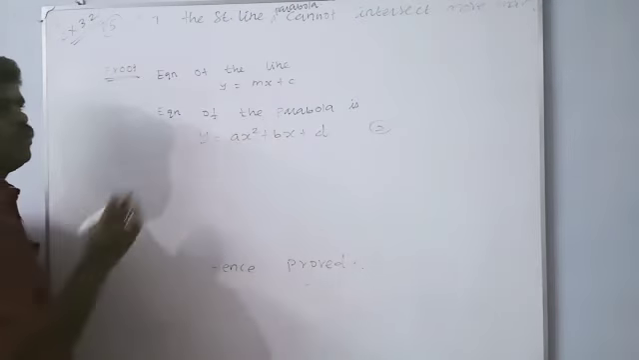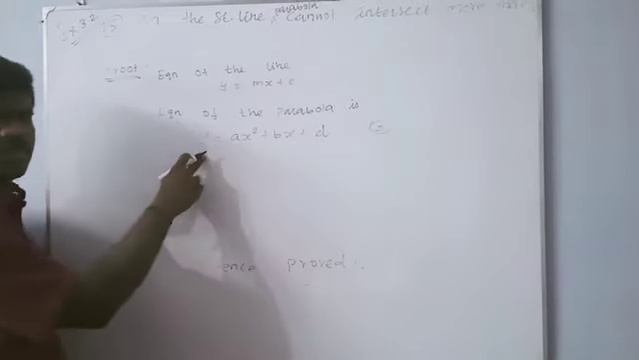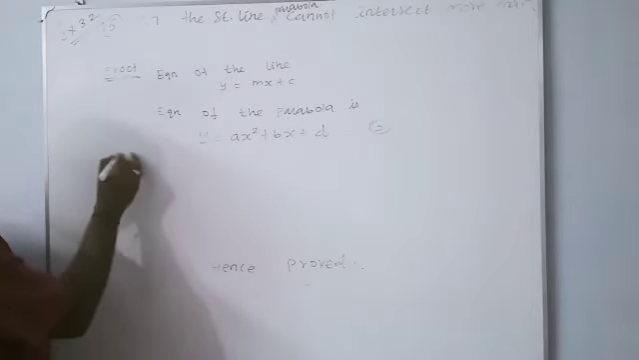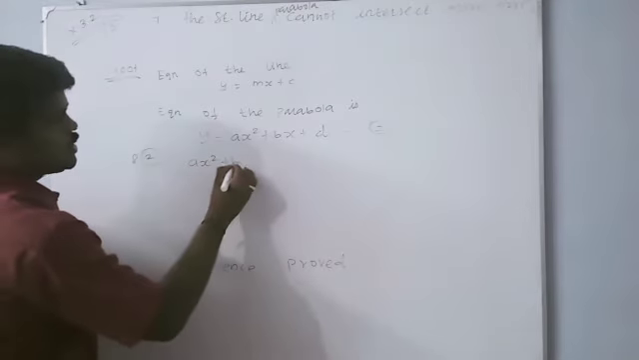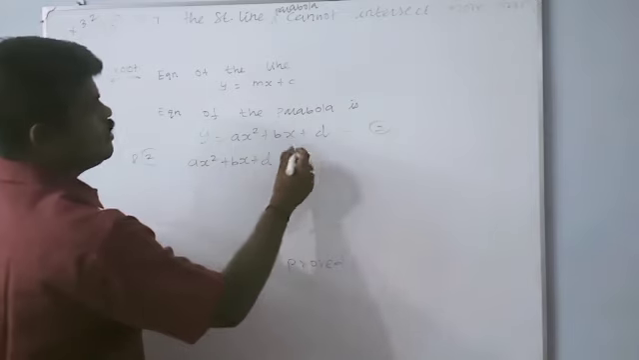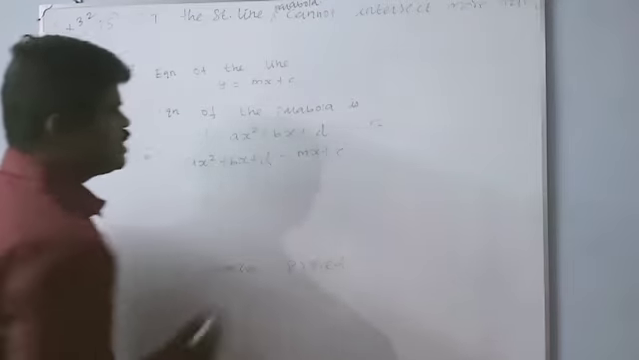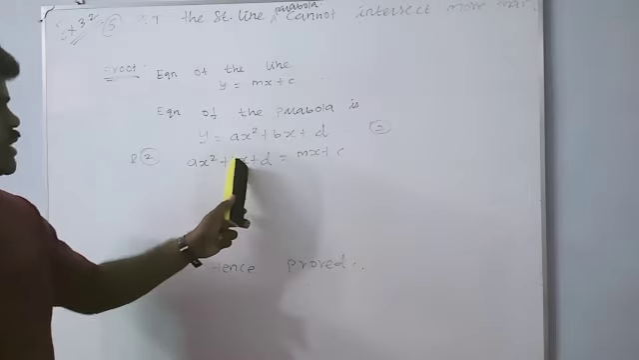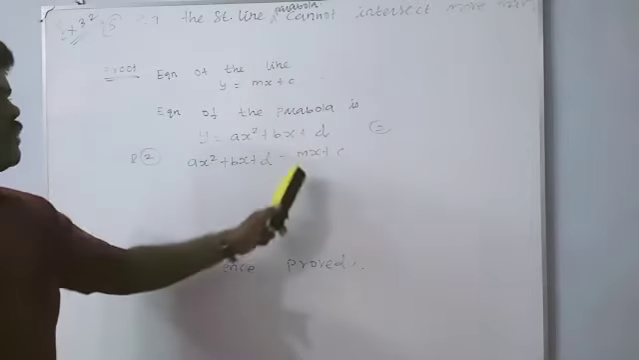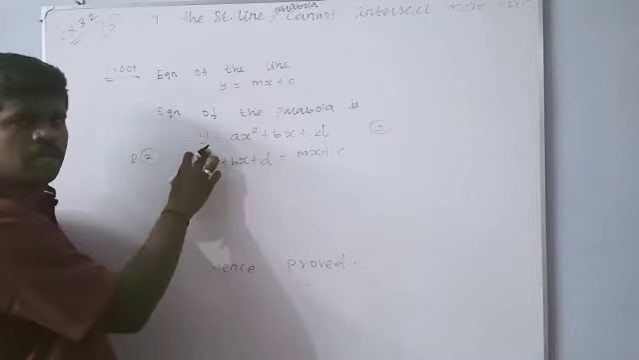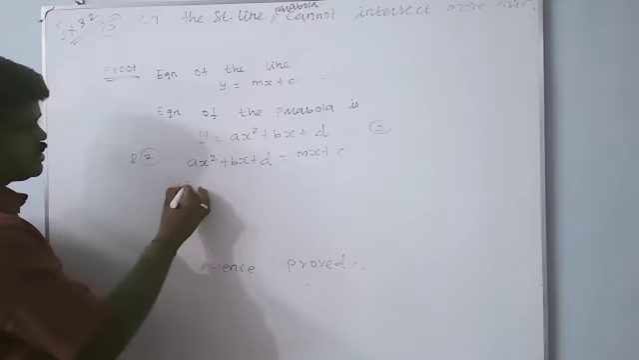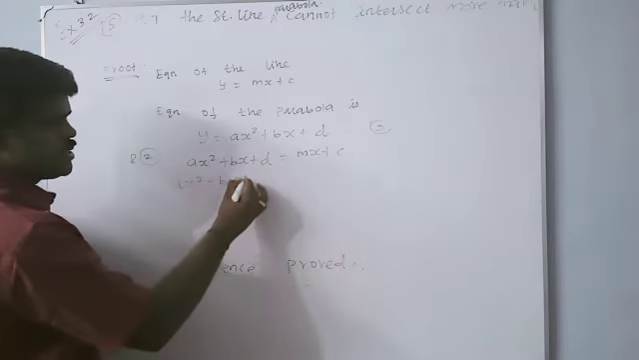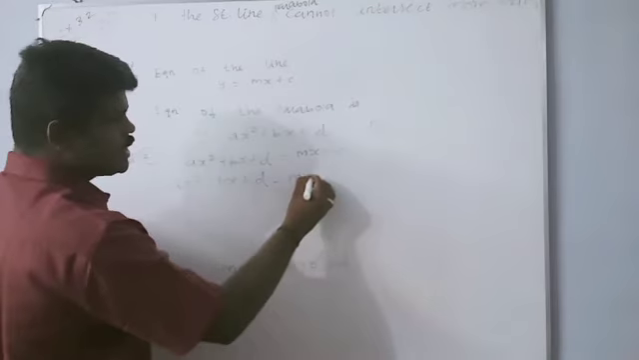Now compare equations 1 and 2. Both LHS are same and RHS is also same. Therefore ax squared plus bx plus d equals mx plus c. Here both LHS are equal, that's why RHS are equal. Now, ax squared plus bx plus d minus mx minus c equals 0.